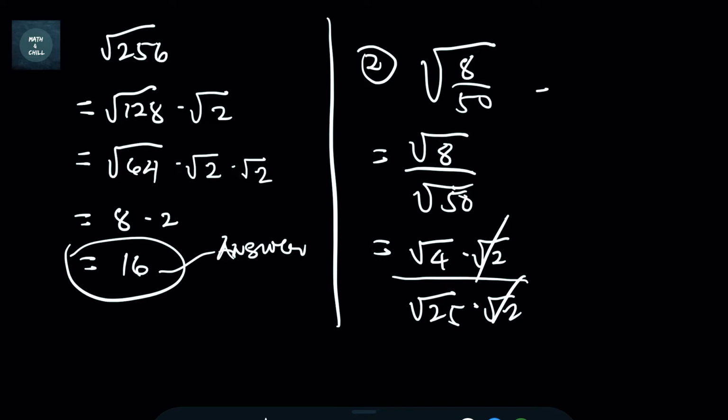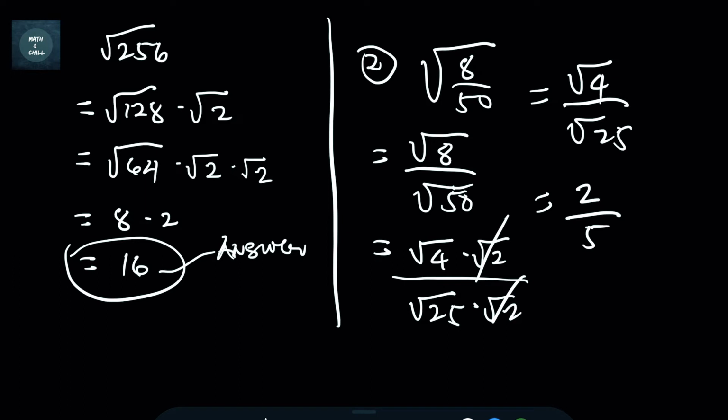What we have left is square root of 2 over square root of 25. So this is square root of 4. So simplify square root of 4. This is 2. Square root of 25 is just 5. So the answer is 2/5.